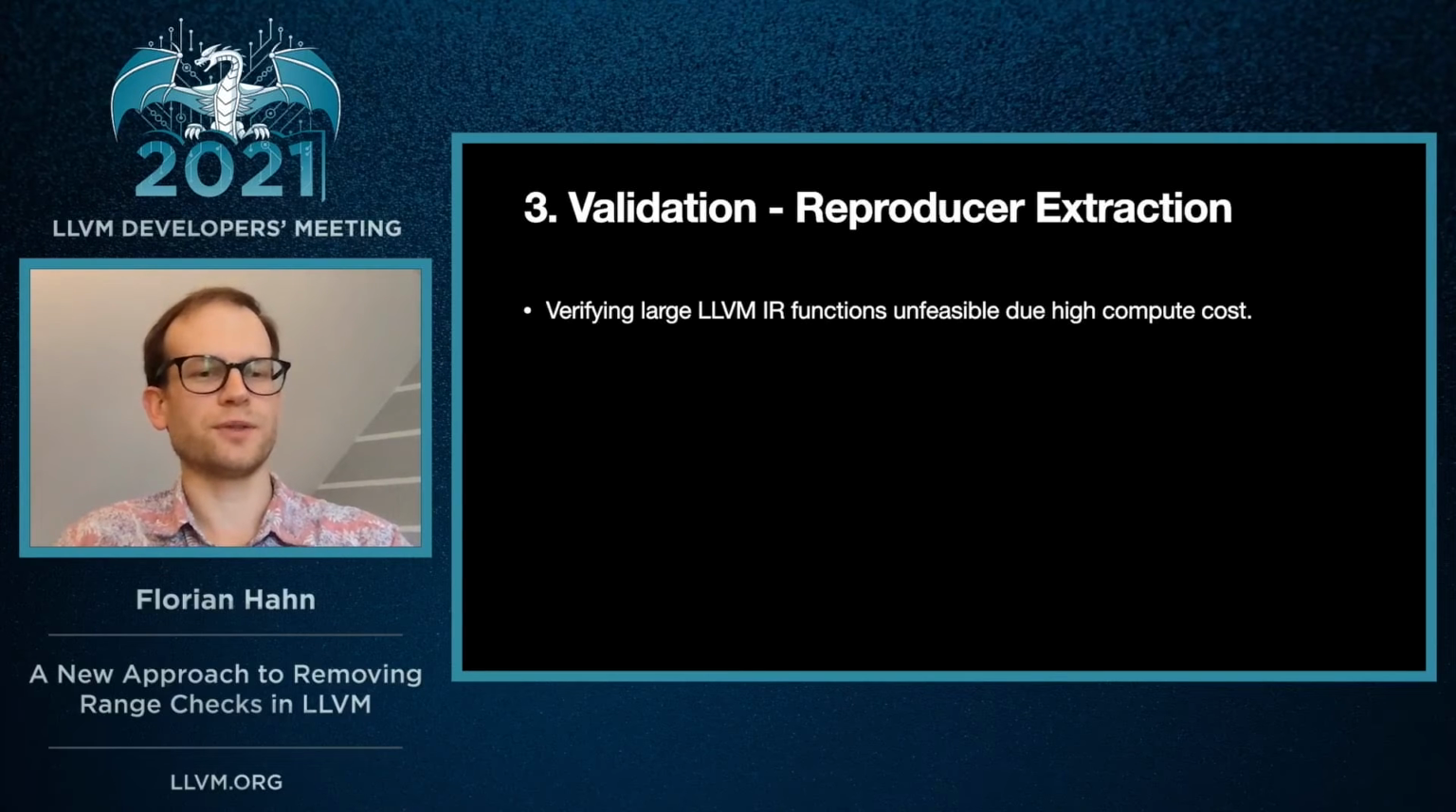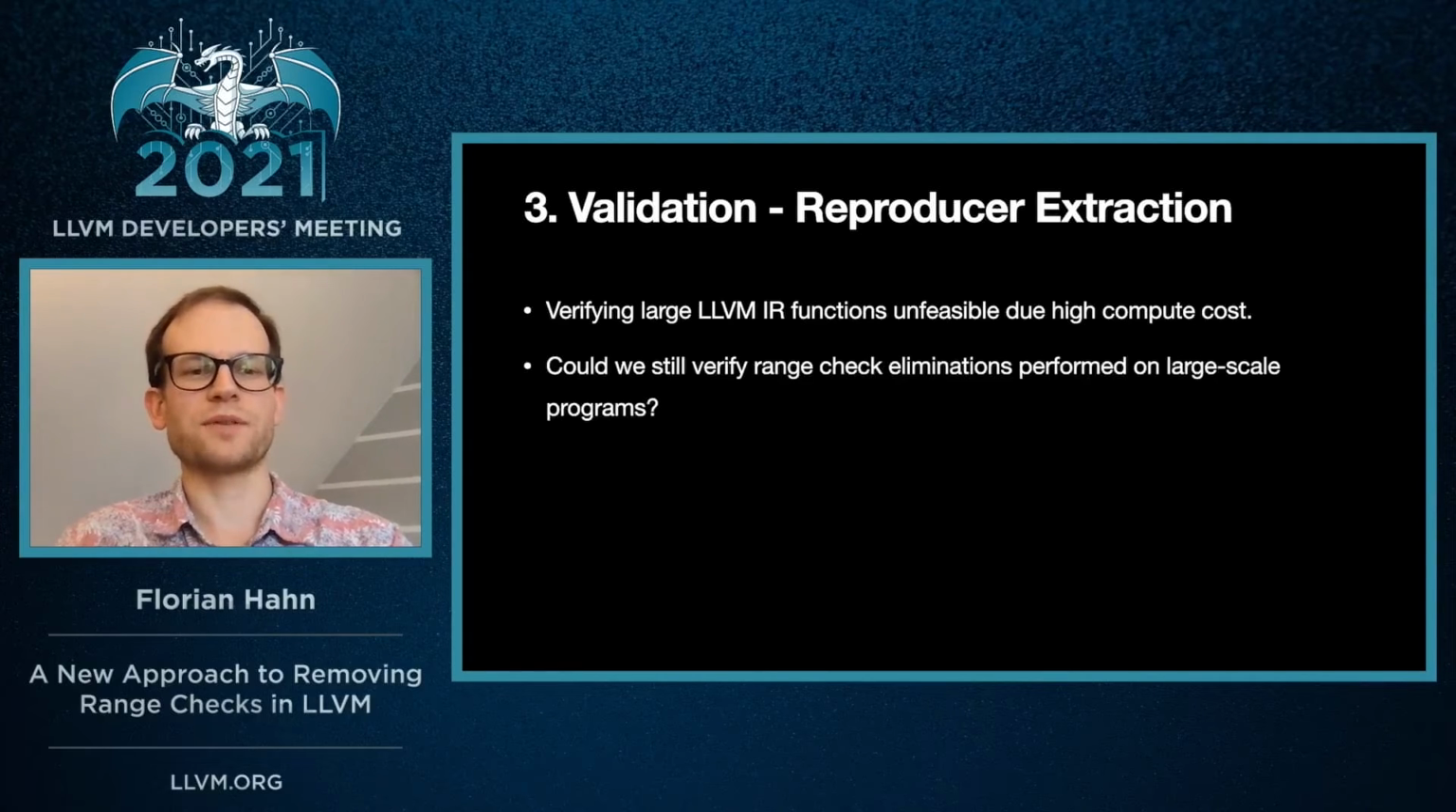Now, one thing to note is that verifying large LLVM IR functions can become unfeasible due to the high compute cost required as LLVM IR functions get larger. But the question is, could we still verify range check eliminations performed on large-scale programs? So basically, can we verify that the range checks removed are correct for an end-to-end compilation of a real-world C and C++ program? And the answer to that question is yes, there is something we can do.